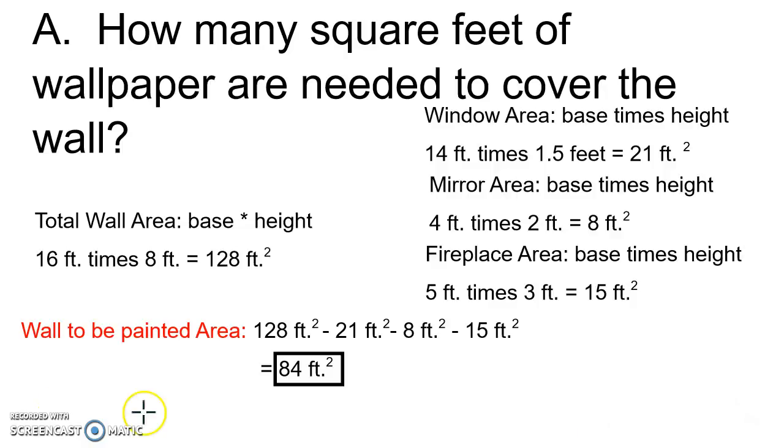Okay, so once I did that, we were able to do the 128 feet minus all of these window areas, mirror area, fireplace area, and get our 84 feet squared. And I boxed my answer to make it very clear to the person that's reading my paper.